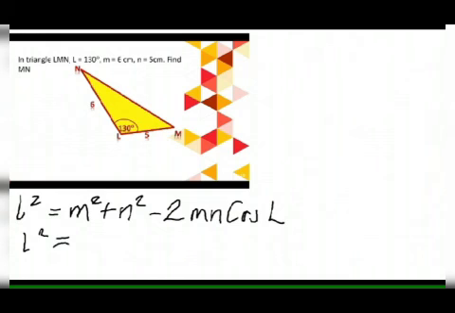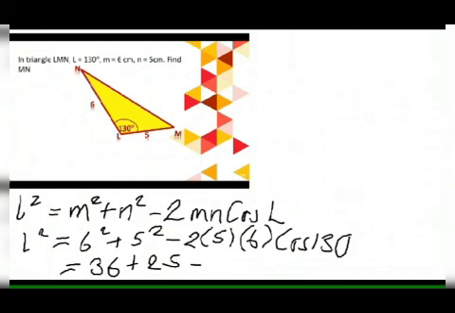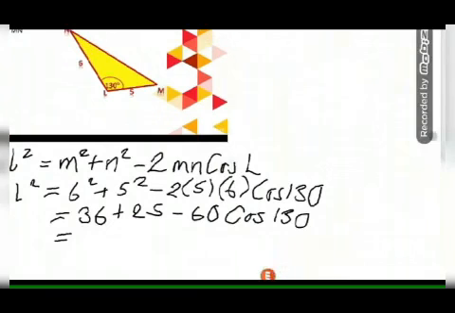Next, we plug in the values provided in the diagram, and that leads us to 6 squared plus 5 squared minus 2 multiplied by 5 and by 6 cos 130. We further simplify this and we get 36 plus 25 minus 60 cos 130.